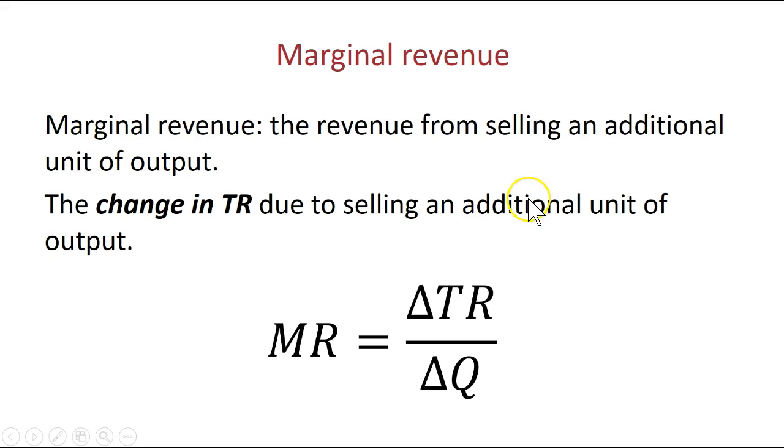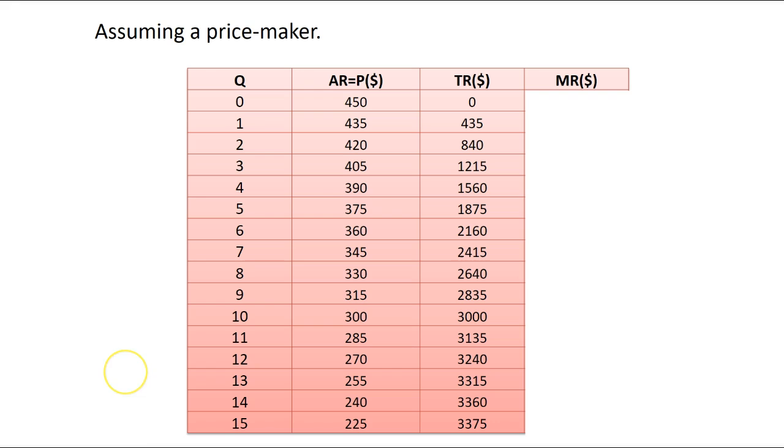So how do we calculate that? Well, the marginal revenue is going to be the change in the total revenue due to selling an additional unit of output. We can calculate it simply by the change in total revenue, delta means change, in total revenue over the change in output. That is, in this case, 1. Here's our table.